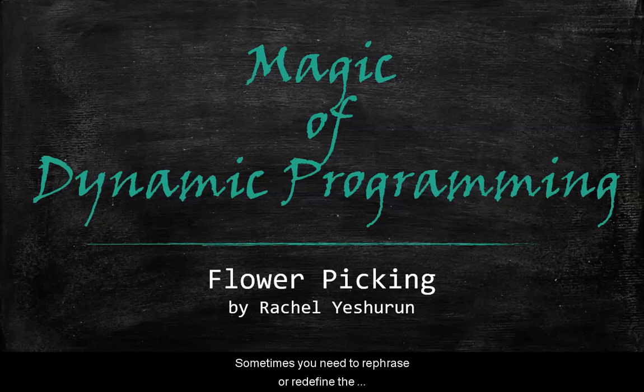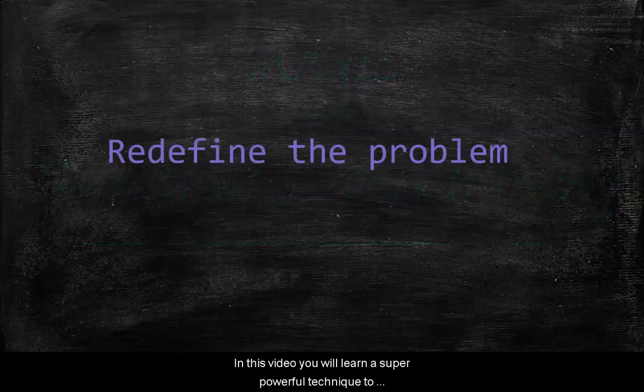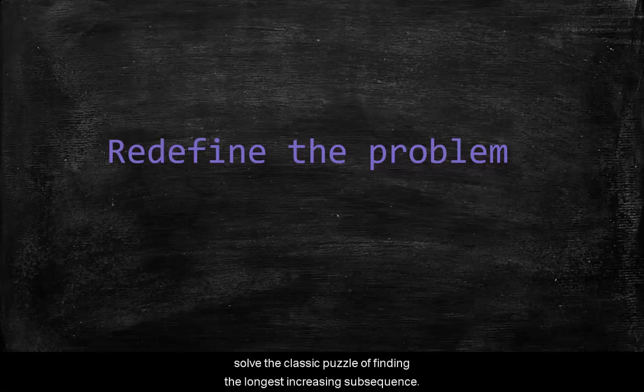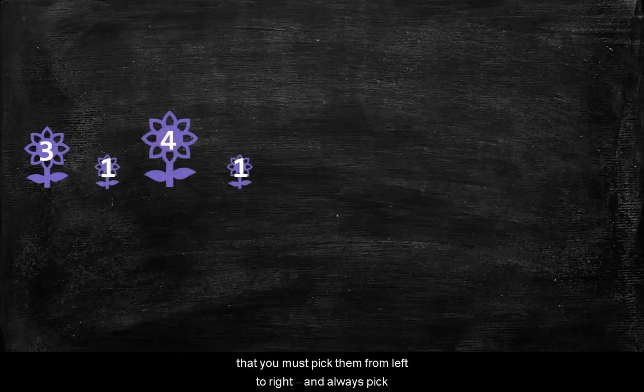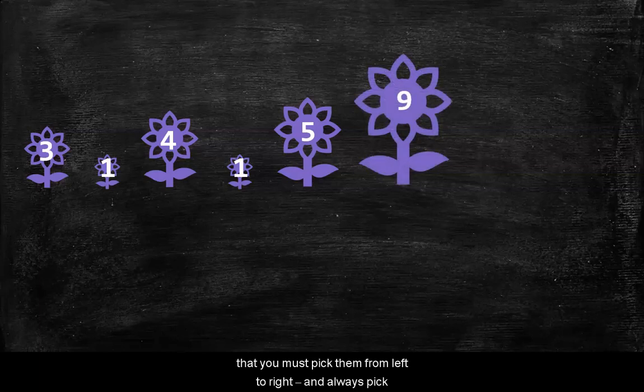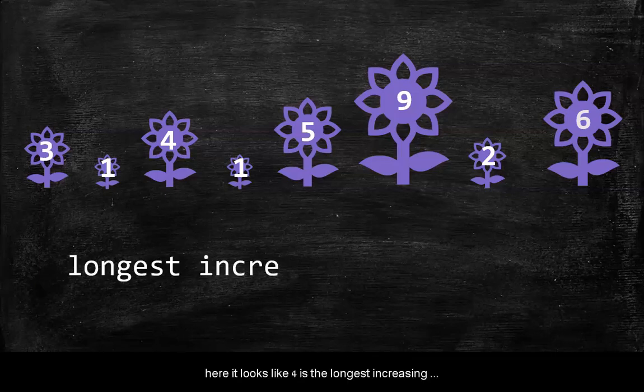Sometimes you need to rephrase or redefine the problem in order to begin to solve it. In this video, you will learn a super powerful technique to solve the classic puzzle of finding the longest increasing subsequence. Say you want to pick the largest possible bouquet of flowers. The rule is that you must pick them from left to right and always pick bigger and bigger flowers than before. You're trying to find the longest increasing subsequence.